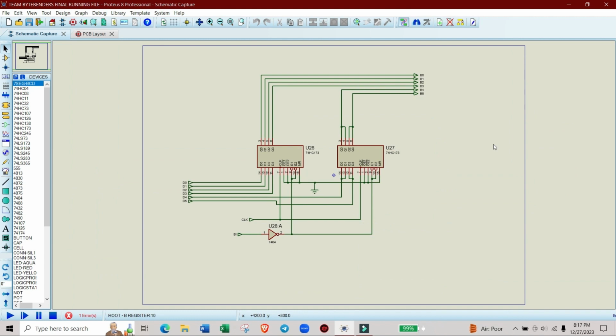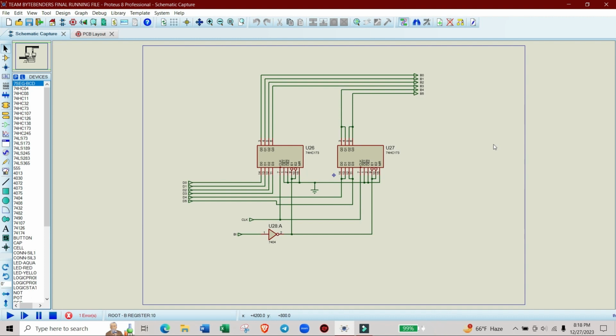Here we can see we have used 74HC173 IC. The clock of these two registers is shorted. The BI is connected to the E1 and E2 pin of both ICs. The outputs here are B0, B1, B2, B3, B4, B5.